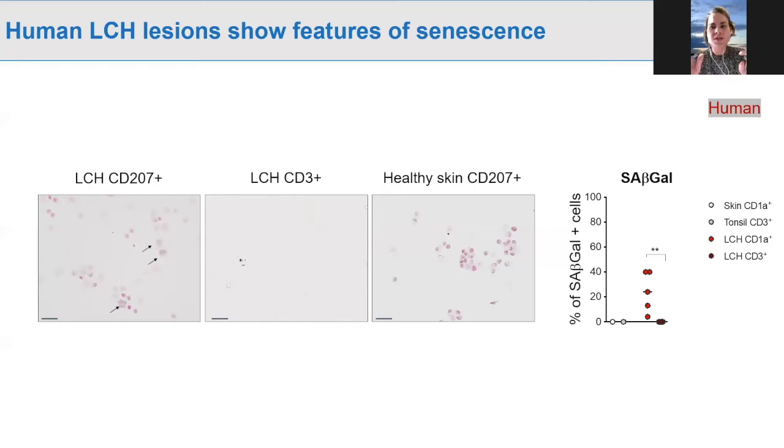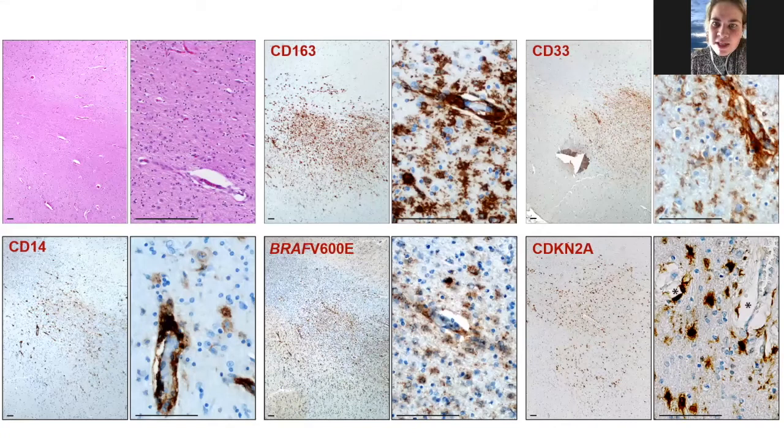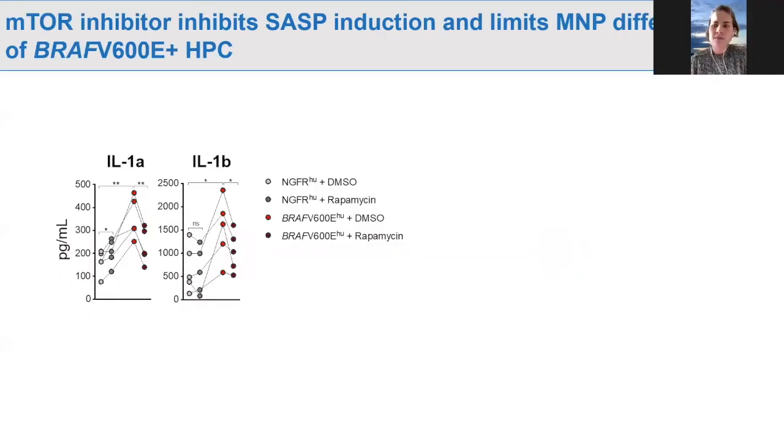We also sorted specifically CD207 positive cells from LCH lesions, and we observed that they specifically stain for senescence-associated beta-galactosidase. Very importantly, in brain from neurodegenerative LCH patients, we observed the perivascular accumulation of myeloid cells that co-stain for CDKN2A. And this might suggest that senescent mononuclear phagocytes are recruited to the brain and might participate in the physiopathology of neurodegenerative LCH.